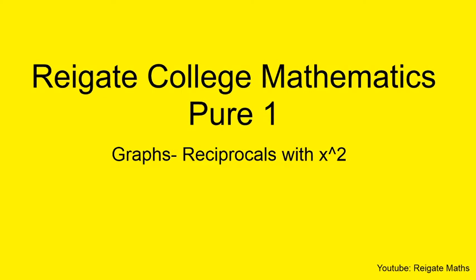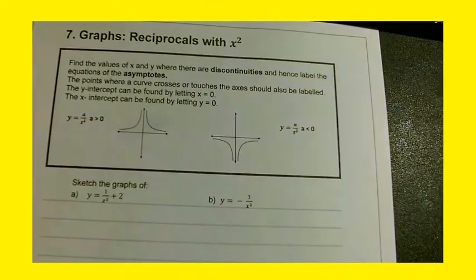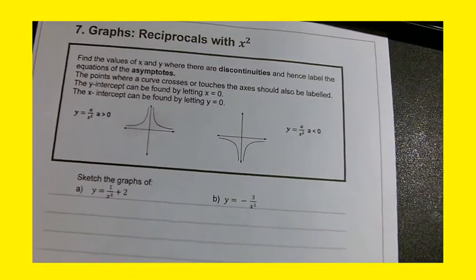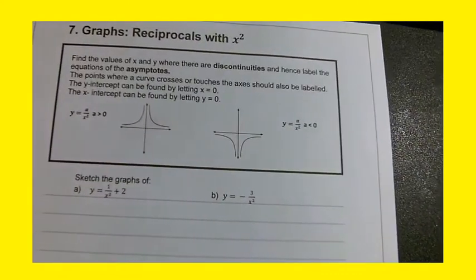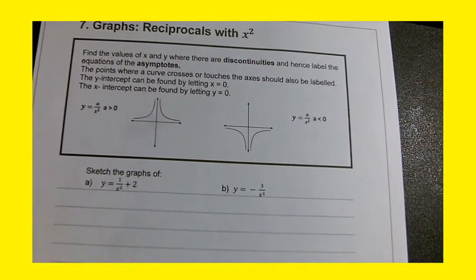Hello and welcome to the final video on graphs of Pure 1, where we're going to look at reciprocal graphs with x squared. So it's just a bit of an extension from the previous video with reciprocals, where it was 1 over x. So here's the page from the workbook. Again, we're going to use the same skills as we have in the previous few videos, and it's just going to be an extension of that.